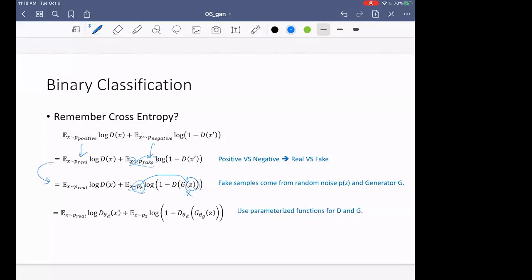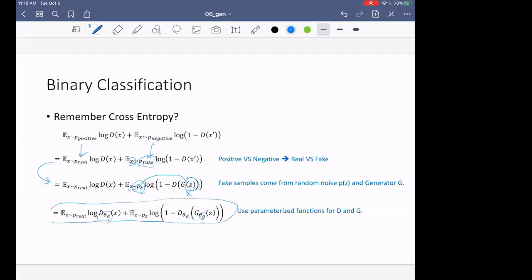Finally, because we want to learn such D and G in the GAN context, D and G must be parametrized models that can be trained. So we put the thetas here, the parameters of the discriminator and the parameters of the generator. Theta D and theta G will respectively be the parameters for the two neural networks. All right, so this is how we arrive at the GAN objective.